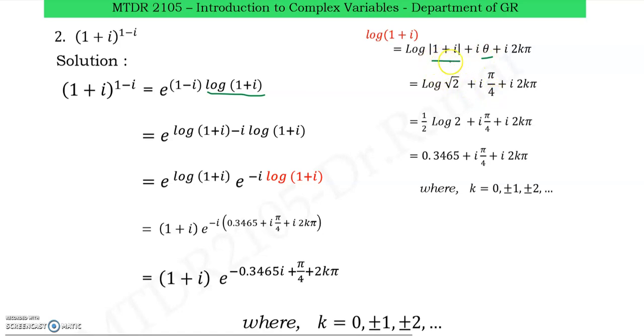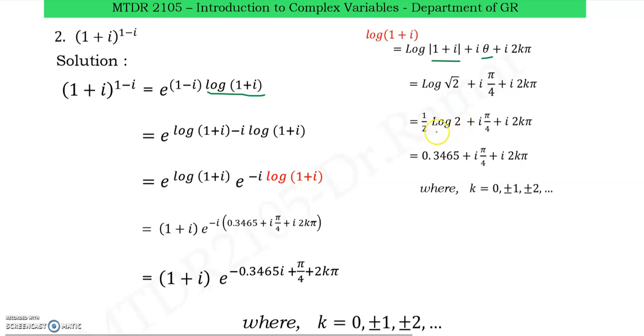You know that the modulus is the square root of 1 squared plus the coefficient of i, which is 1. So 1 squared plus 1 squared is square root of 2. Now, log of root 2: here the degree of 2 is 1 over 2, so by the power rule of logarithm, you can write 1 over 2 log 2.